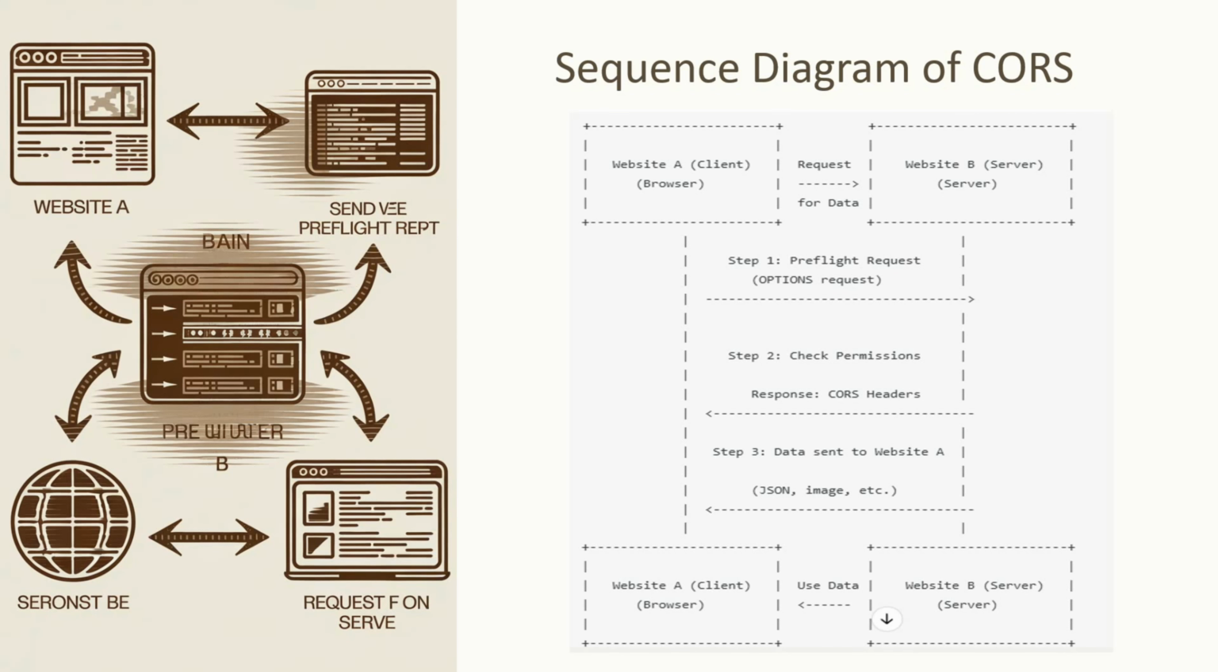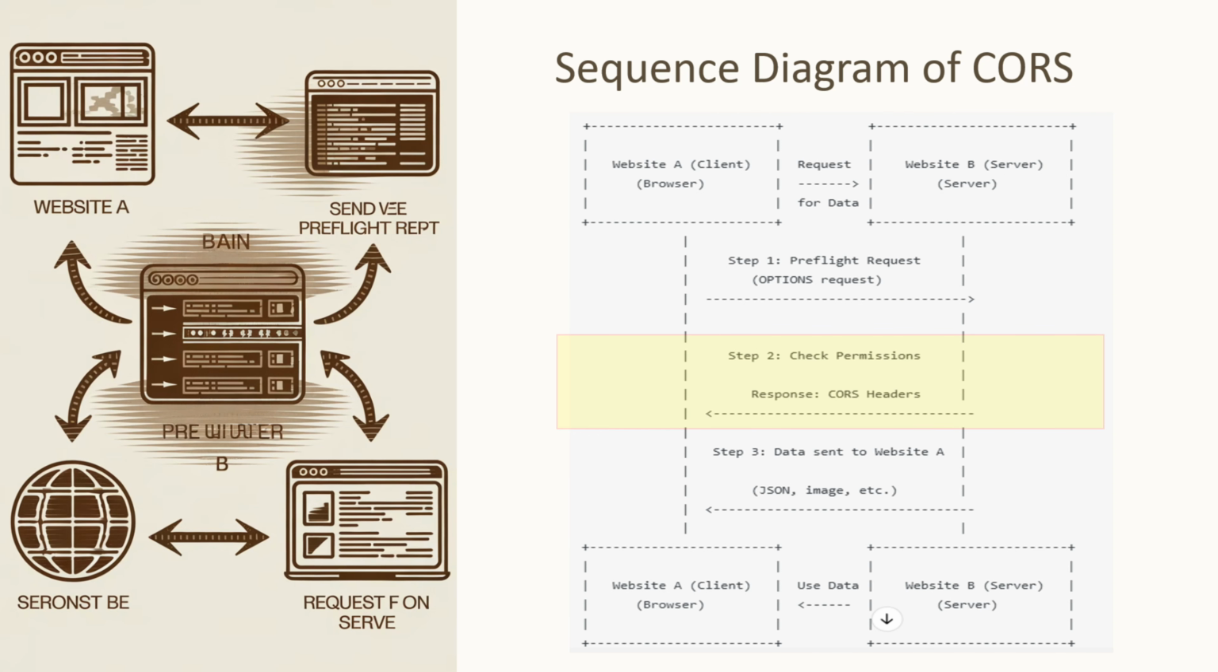Now we will see the sequence diagram of CORS. Website A, which is the client, sends a request for data to website B, which is the server. The requested data can be an image, text, or some information. If website A sends a request to website B and website B is in a different domain, then the browser will send a pre-flight request to website B to check whether website A is allowed to access website B's data.